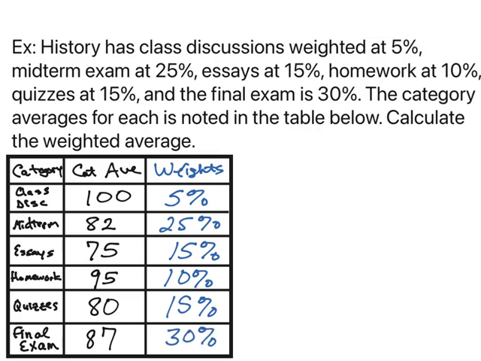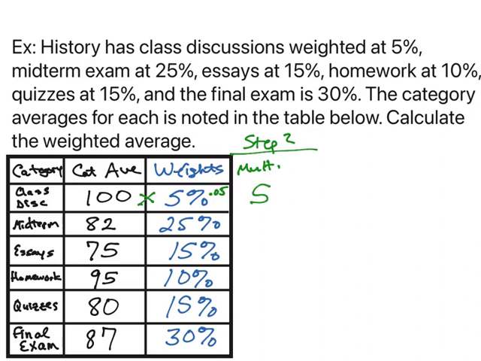Okay, step 1's already done, right? The category average is given, done. So we are on to step 2. Step 2 says we multiply. Okay, so we're going to take the category average times the weight. So 100 times 5%. Remember, 5% is 0.05. I see that mistake a lot. So 100 times 5% gives me 5.